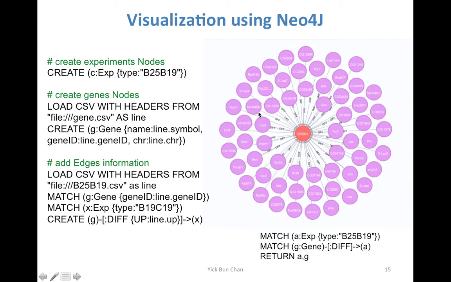In Neo4j, I create gene nodes, experimental nodes and edges. Here's an example for one experimental dataset, that is B25, bully grown at 25 degrees versus bully raised at 19 degrees Celsius. The gene nodes are in purple, the experimental node is red here, and there are links between the genes and the experiment whenever a gene is identified as differentially expressed.